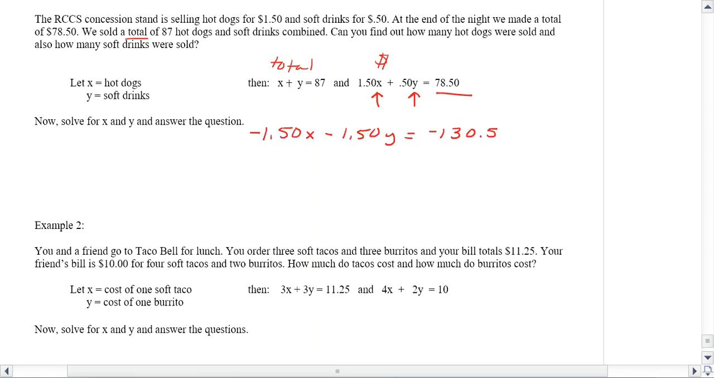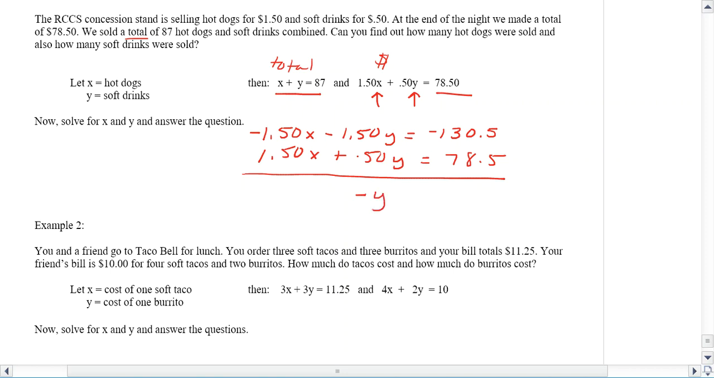So I took this first equation and I multiplied everything by negative 1.5, or negative $1.50. And then I'm going to write the second equation below it, and I should be all set up for elimination. So if I add these equations together, this would be a negative 1y, and this would add to a negative 52. Therefore, positive y is 52. So right now I know half the answer. I know that we sold 52 drinks.